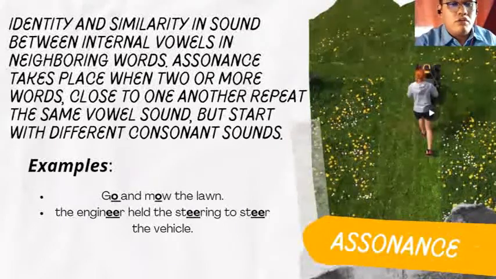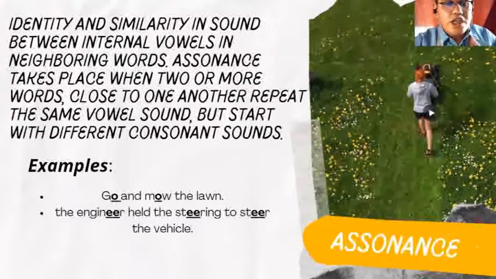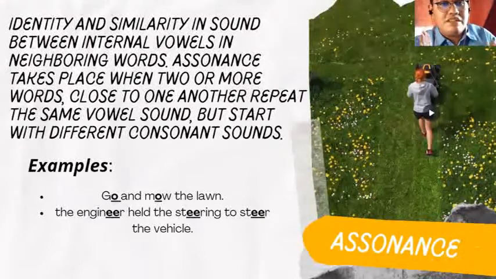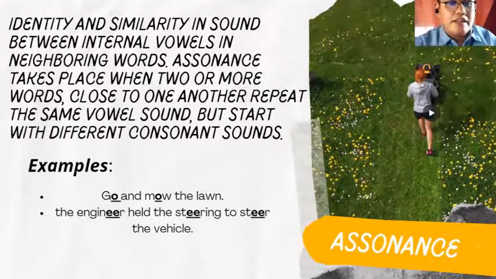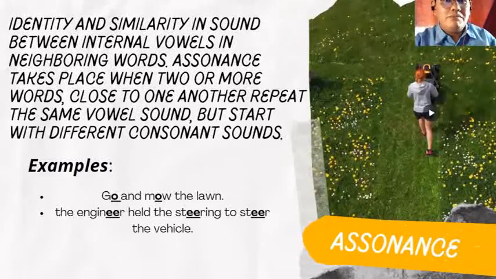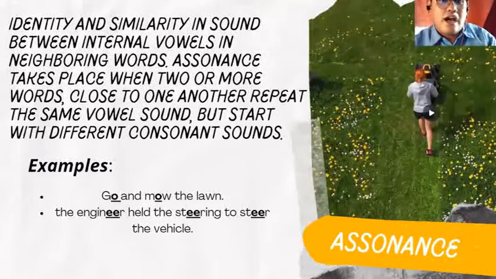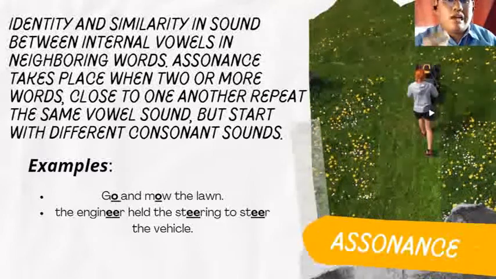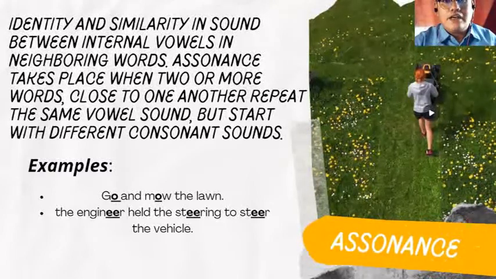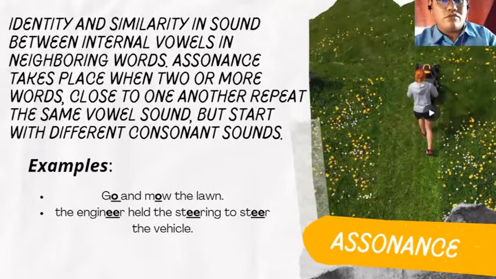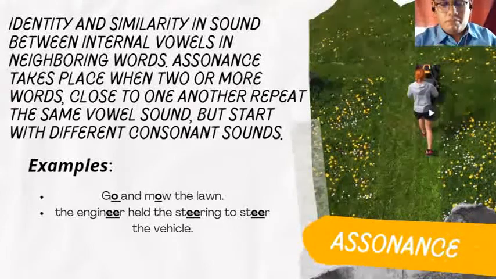Go and mow the lawn. The engineer held the steering to steer the vehicle. So, dyan sa examples, nasa internal vowels po yung magkakapareho. Yun lang naman ang tatandaan, guys. Sa alliteration, nasa umpisa at consonant sound. Dito naman sa assonance, nasa loob at ang magkakasound ay yung vowel sound. Or yung vowels. Okay?